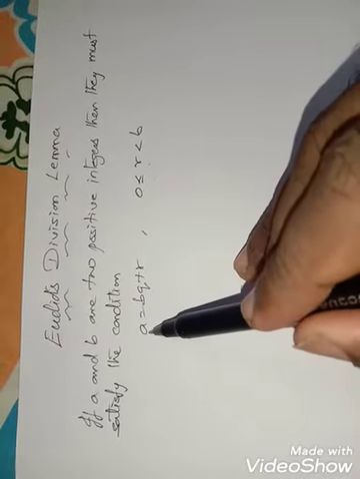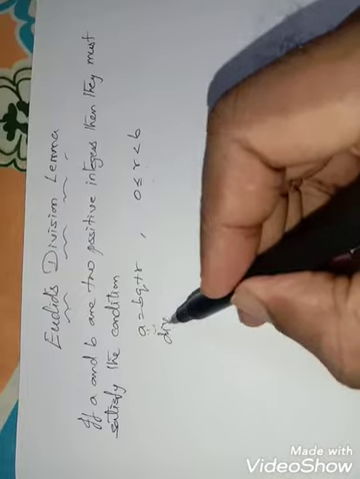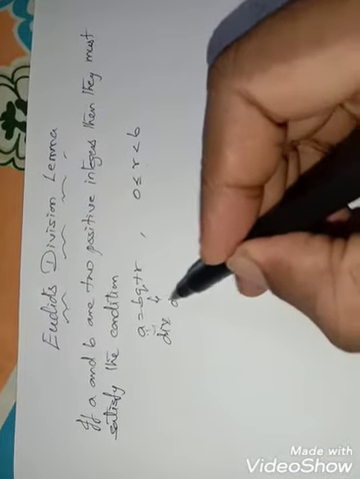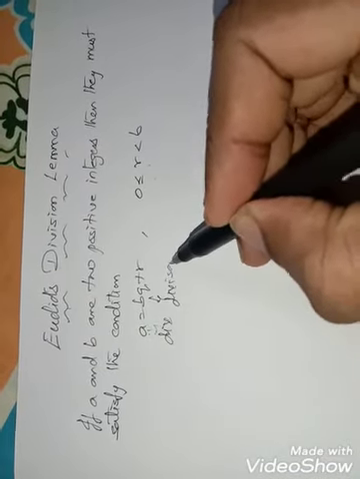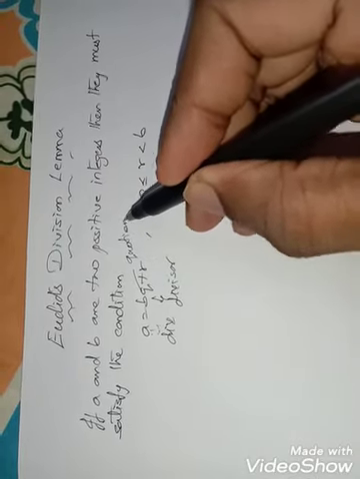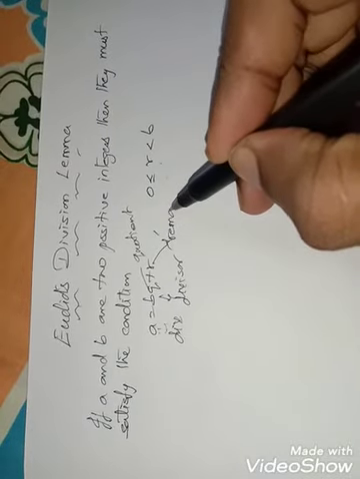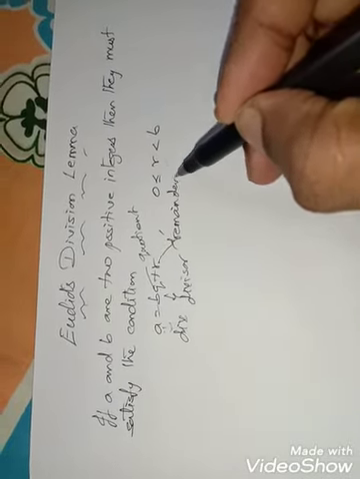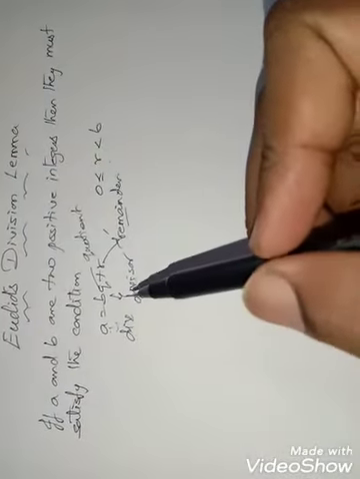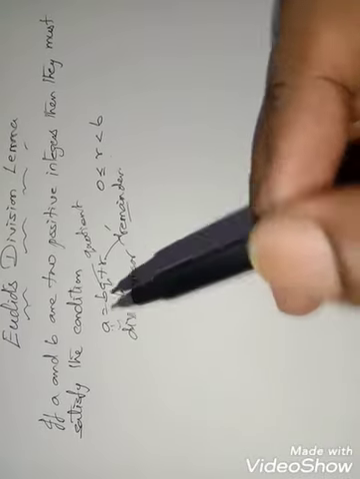Now what does a stand for? a is nothing but the dividend, b is nothing but the divisor, q is nothing but the quotient, and r is nothing but the remainder. So it is just a basic division which we have already learned in previous classes.